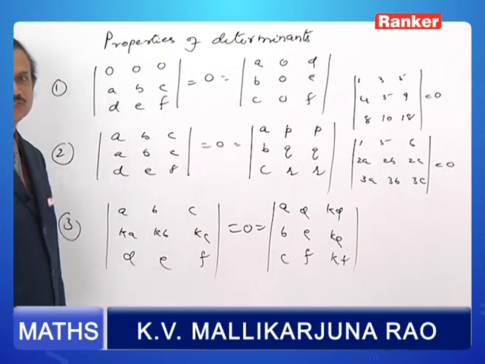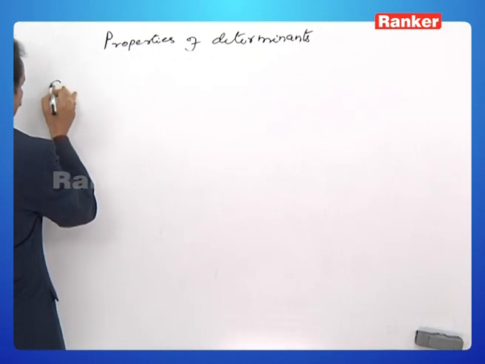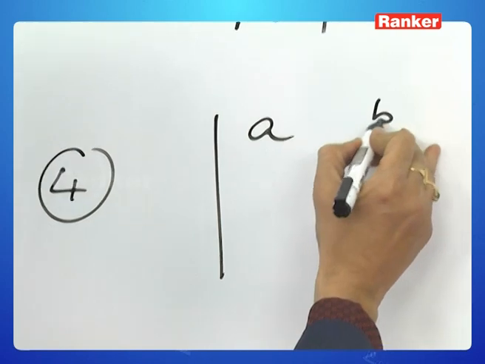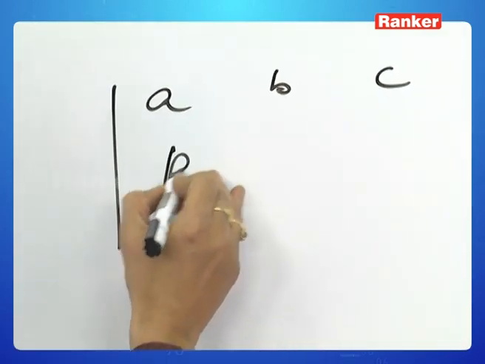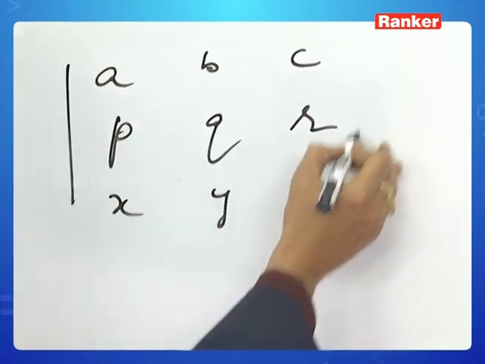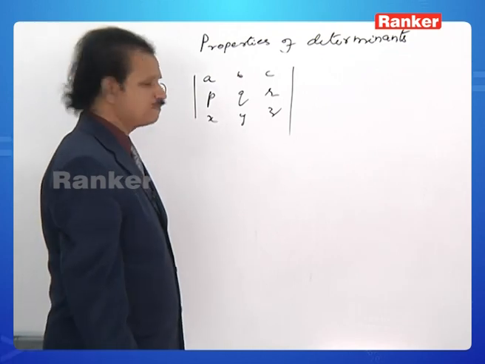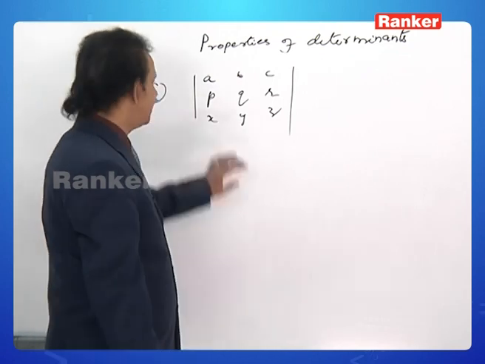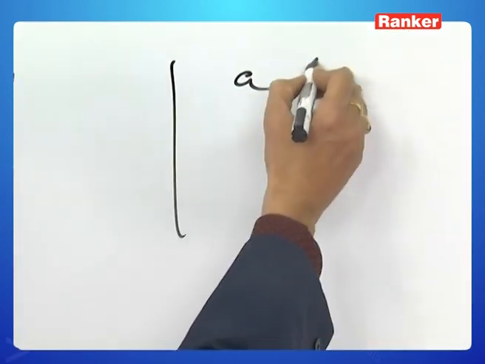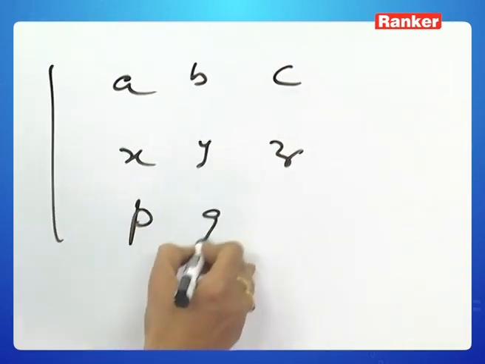Next, let us turn towards the remaining properties of determinants. Property number 4. Look here: A, B, C, P, Q, R, X, Y, Z. Suppose a particular determinant is there, and for some purpose I need to interchange two rows, say the second row and third row. What is going to happen? A, B, C, X, Y, Z, P, Q, R.